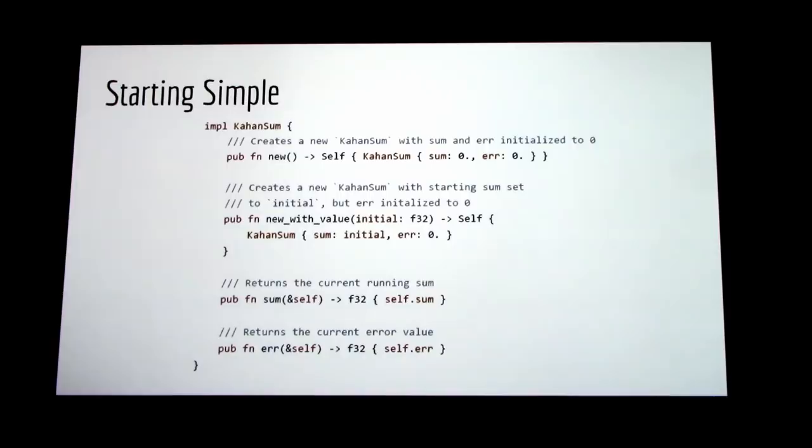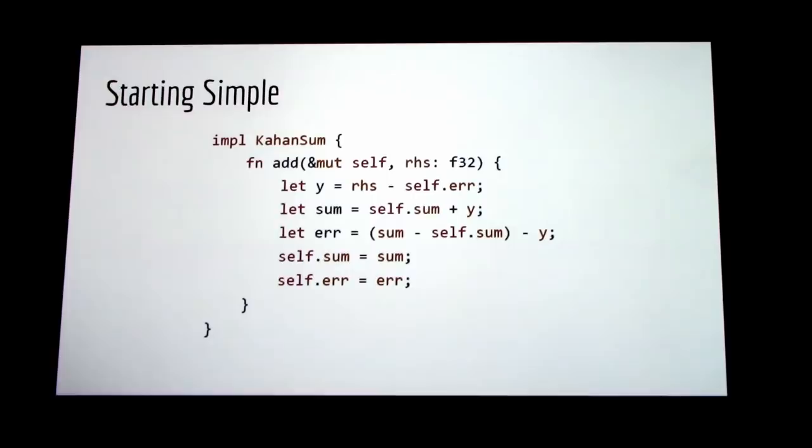Notably, Rust does not have function overloading, so you can't have multiple functions with the same name but different type signatures. Then we just write our getter methods. Rust's inliner is very aggressive, so there is absolutely no cost. These will just get inlined out, so it's the same as read-only access to the fields. And we'll also add an add method that takes our struct as a mutable reference, and an F32 right-hand side, and well, that's the implementation of Kahan sum there.